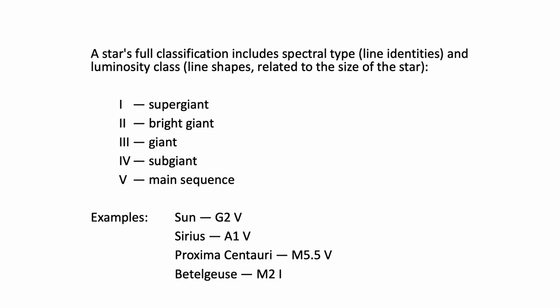So just be mindful that when you look up these classifications, you're looking at the spectral type of our sun, which is G2, and then the Roman numeral 5 that comes after it indicates that it's a main sequence star. Whereas Betelgeuse is an M2 spectral type, meaning it's not as hot as our sun is, but it is a supergiant. It's a much larger star. Okay, moving on.